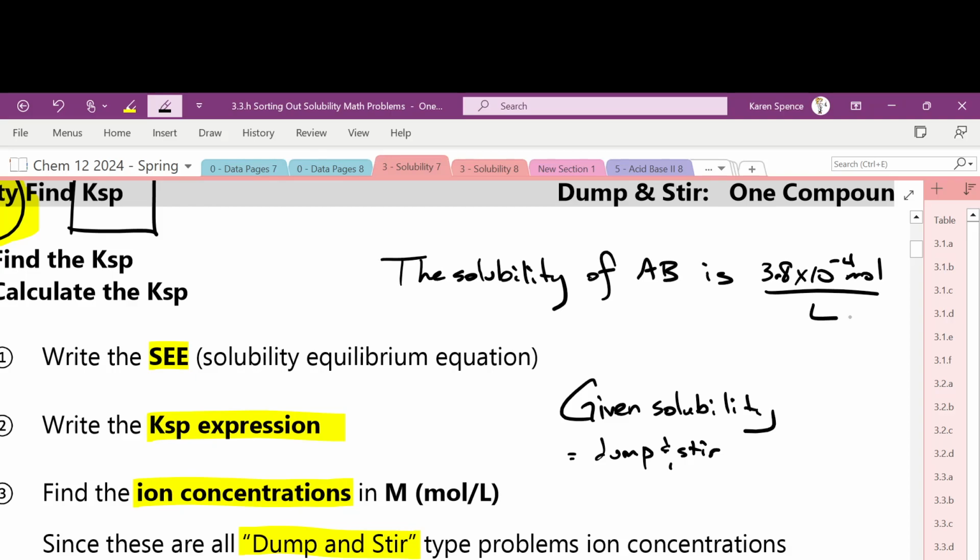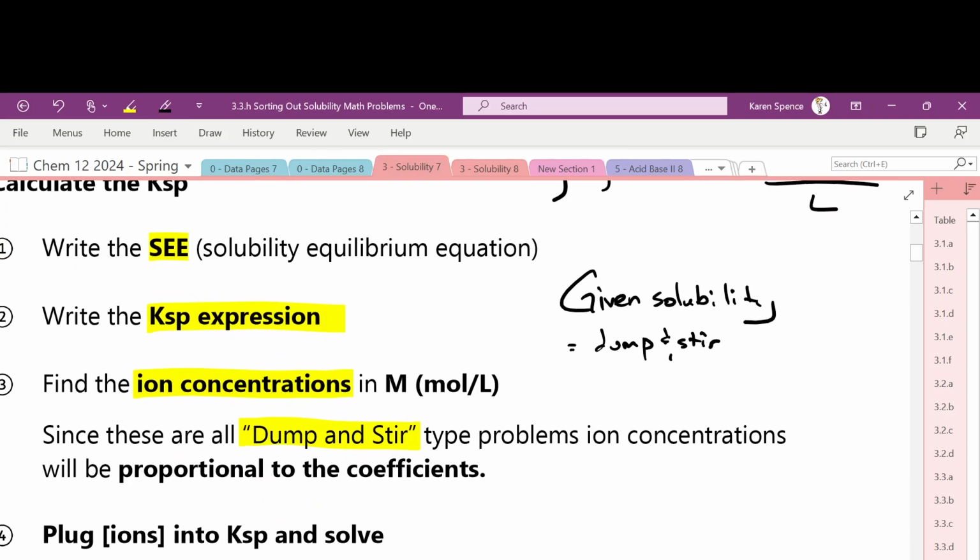And of course, how would you find the concentration of A and B? Well, if you know the concentration of AB, then you can say it's a 1-to-1-to-1 relationship, yes? You just plug your ions into the KSP and you solve.